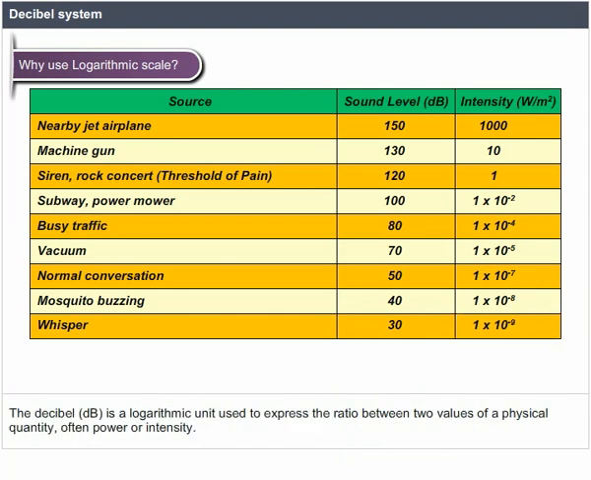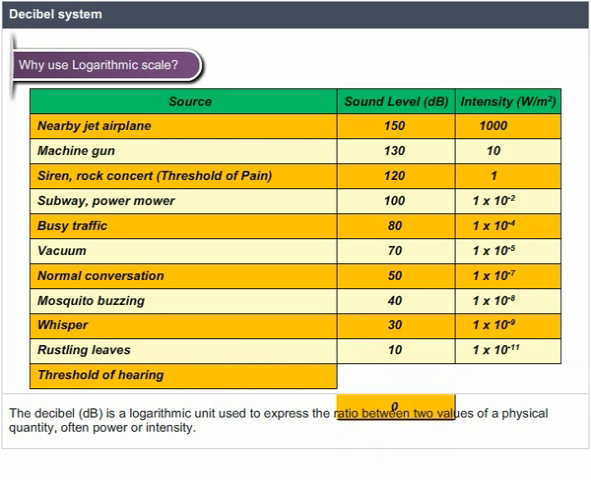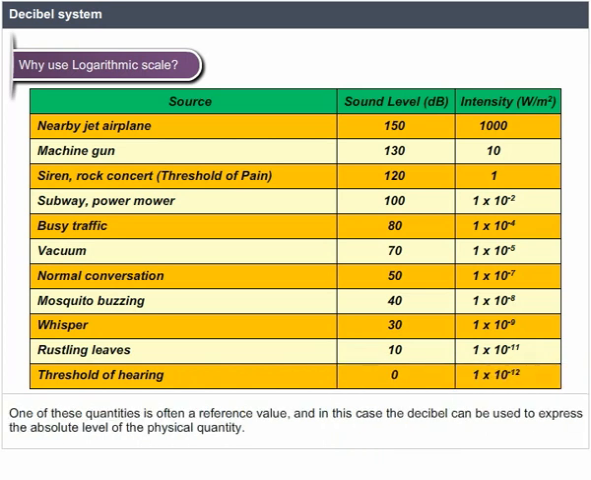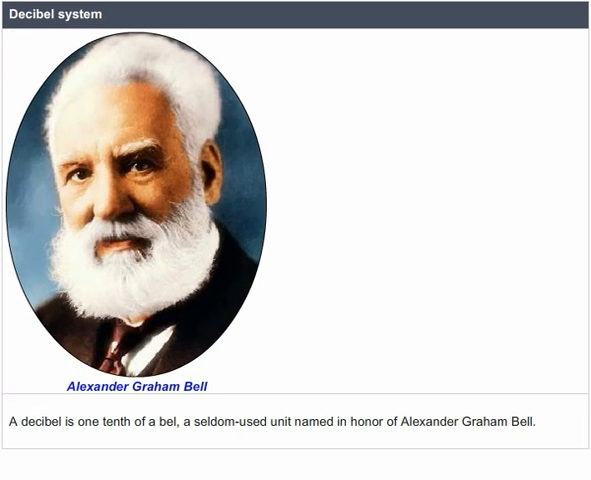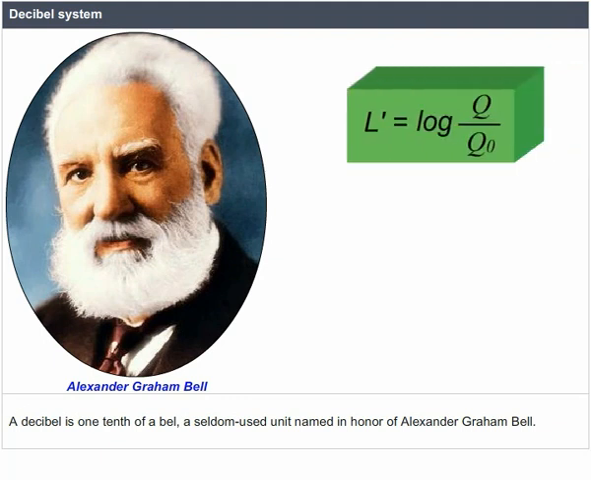The decibel is a logarithmic unit used to express the ratio between two values of a physical quantity, often power or intensity. One of these quantities is often a reference value, and in this case the decibel can be used to express the absolute level of the physical quantity. The number of decibels is 10 times the logarithm to base 10 of the ratio of the two power quantities. A decibel is 1/10 of a bell, a seldom used unit named in honor of Alexander Graham Bell.